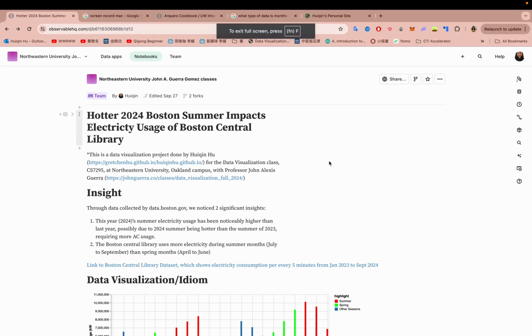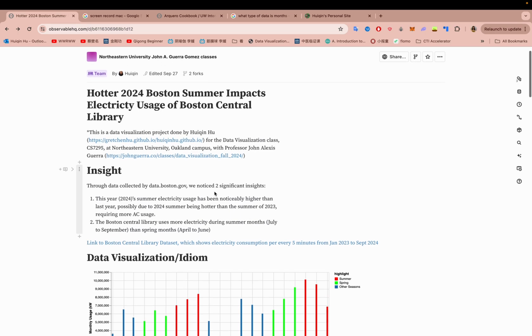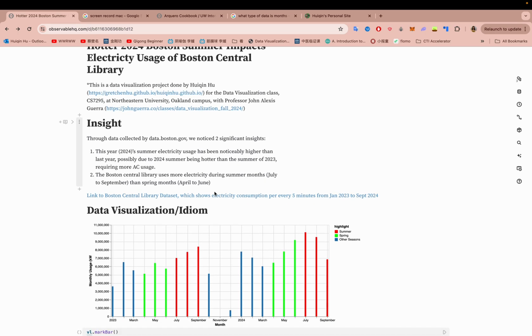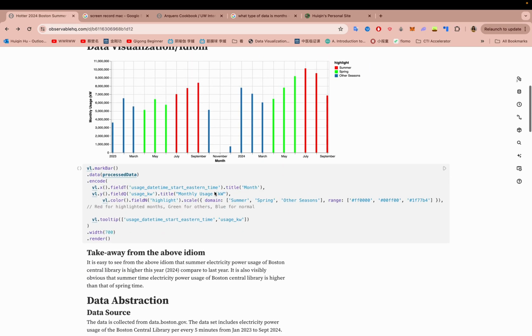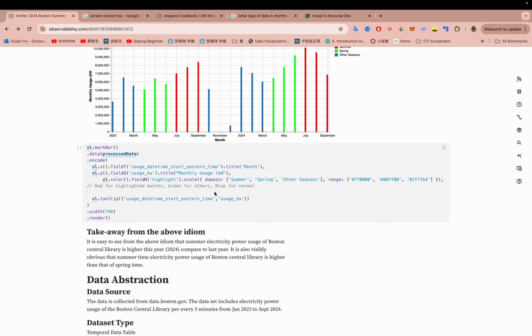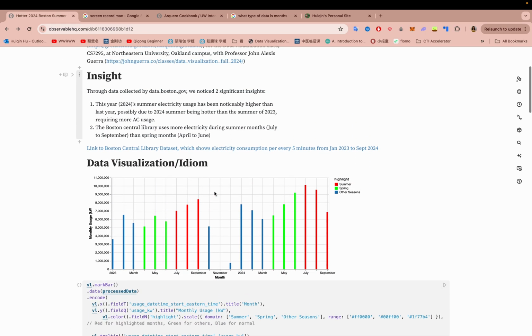I wanted to present my second data visualization project done with Professor John Alexis Garros' class at Northeastern. This time my project is about the Boston Central Library's electricity usage. I pretty much got this data from data.boston.gov, and then after a lot of data processing, I was able to figure out two key insights.